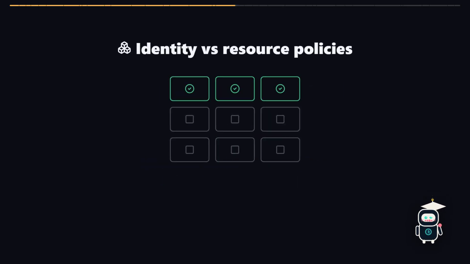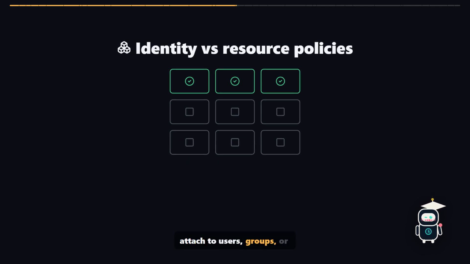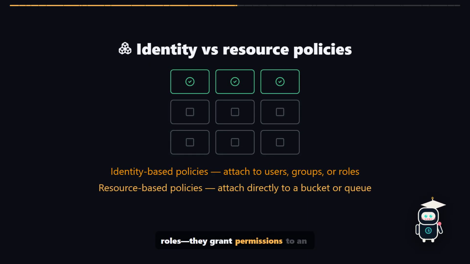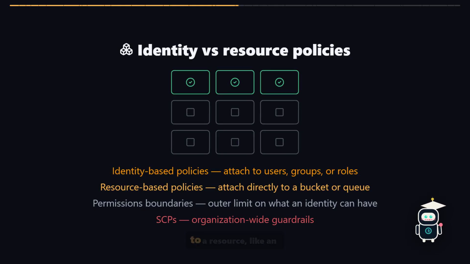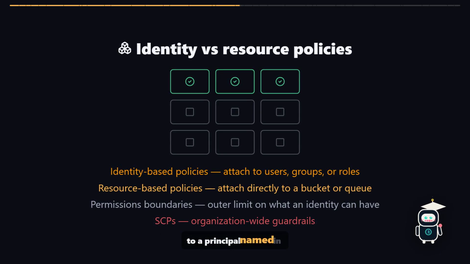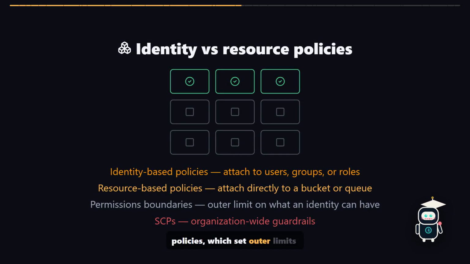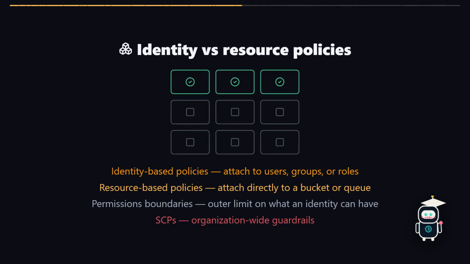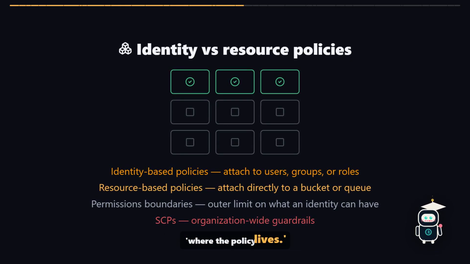Policies don't all live in the same place. Identity-based policies attach to users, groups, or roles. They grant permissions to an identity. Resource-based policies attach directly to a resource, like an S3 bucket, and grant permissions to a principal named in the policy. Then you have permissions boundaries and service control policies, which set outer limits so no identity can ever exceed a ceiling. Know where each attaches and you'll stop confusing who gets what with where the policy lives.